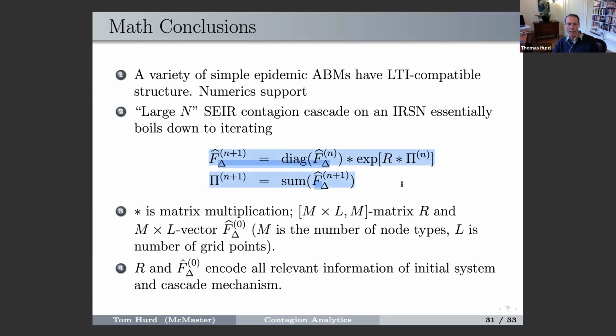The core infection mechanism boils down to this connection matrix R and a vector f hat, and you do a matrix multiplication and an exponentiation and another matrix multiplication, and then you do some row sums in the matrix, and that's everything you need to do to compute one day of the cascade. I think it's amazing. So the math I really think is cool.